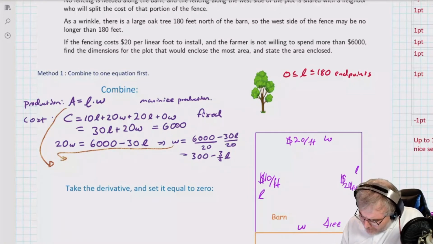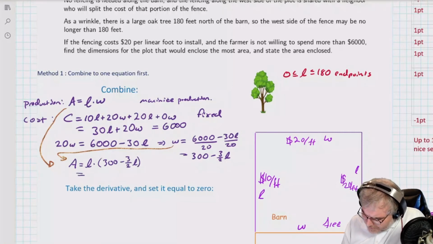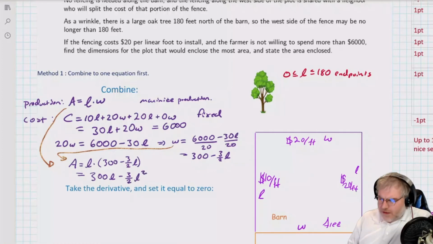And what I'm going to wind up with is A equals L times 300 minus 3 halves L, which equals, and then I'm going to set it up because I know I'm going to take the derivative and set it equal to 0, 300L minus 3 over 2 L squared. Okay, so how do we feel 1 to 5 about getting those things all nice and happy?